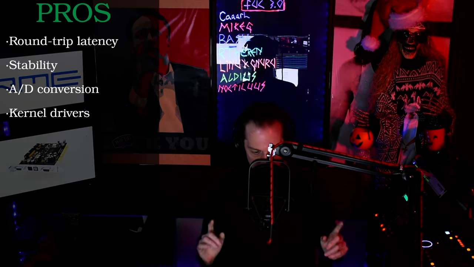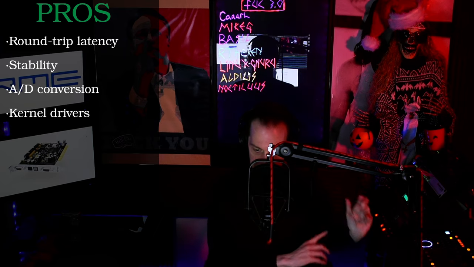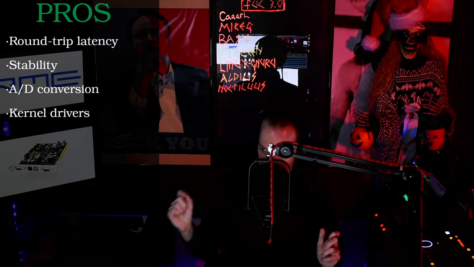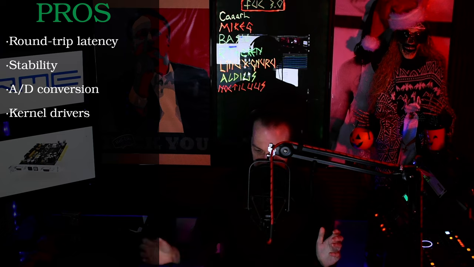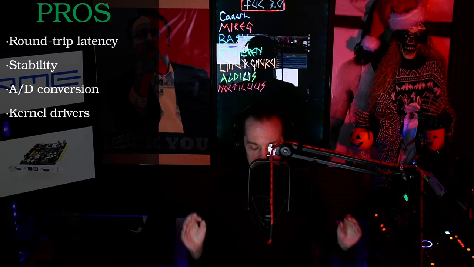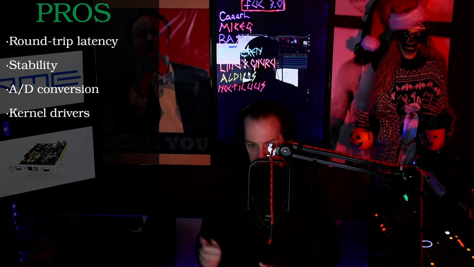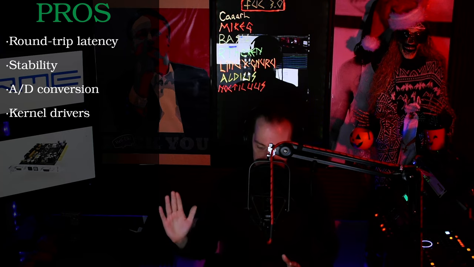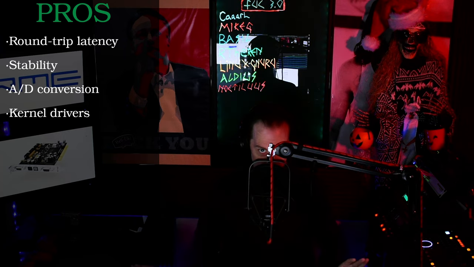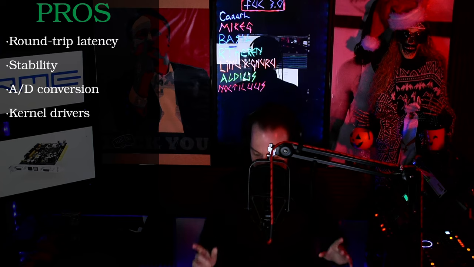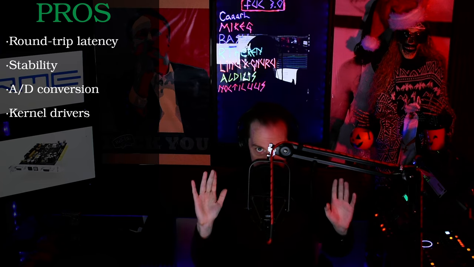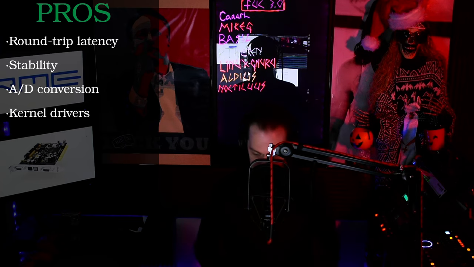The big pro: wicked low round-trip latency. The best interface I have in this rack can achieve about 13 milliseconds round-trip latency at a buffer size of 128. The RME 9632 can do it in 7. It's PCI magic. Huge fan of that. Along with that, you get the rock-solid stability from RME. You also get the flawless analog-digital conversion. It's just there. And, to top it off, drivers built into the kernel. They're ALSA. Nothing really to do. Plug it in, get started, and you're good.